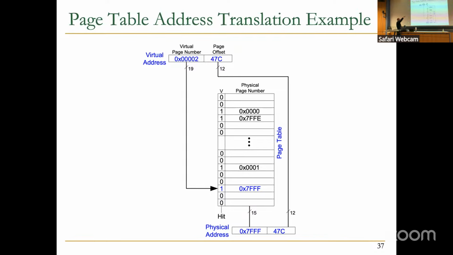So you access the second position, not the third position, in the page table, and you find, oh, my virtual page is valid, and it is stored in the main memory, in the physical memory. Where is it getting stored? In 0x7FFF. So when I form the physical address, I will concatenate the 0x7FFF with the page offset, which is 47C. So this way I form the physical address, and I'm able to access the physical memory. Is this clear?